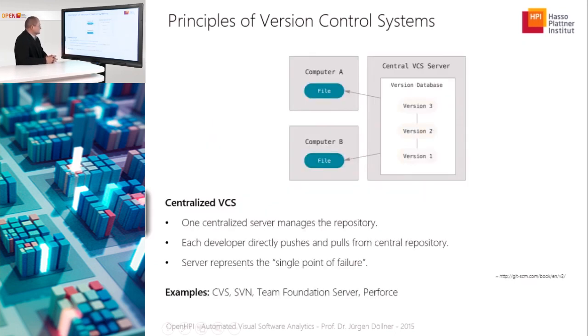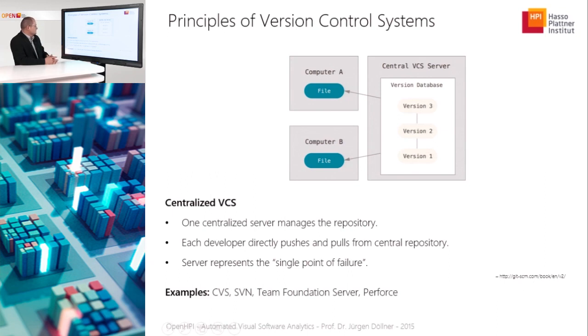Let's see different types of version control systems. For example, a centralized one assumes that there is one centralized server that manages the repositories, the version database, and different clients connect to this server. They check out files, for example, at different client sites, and sometimes they check in and call other operations of the version control system.